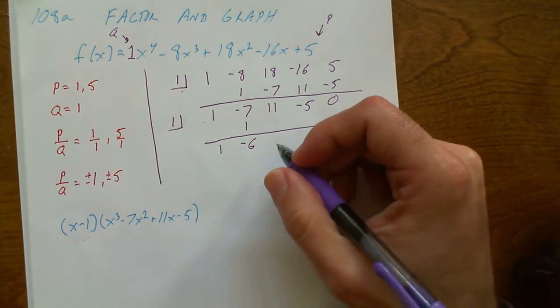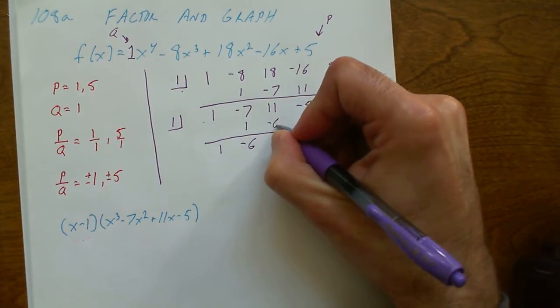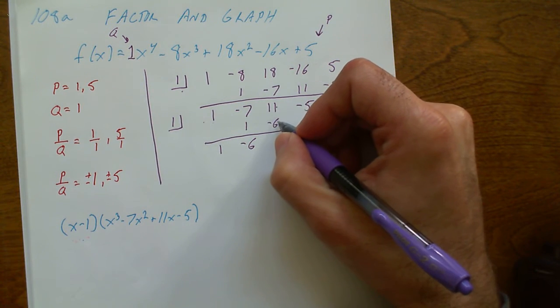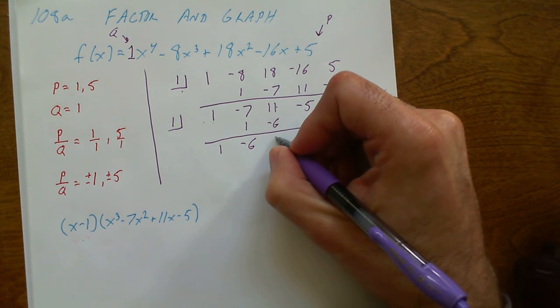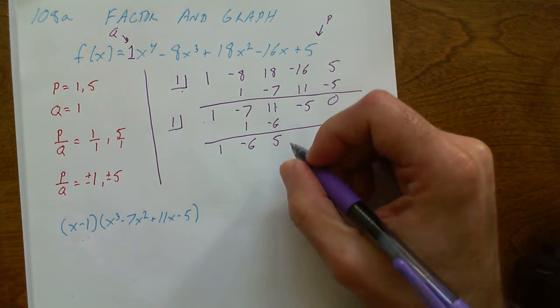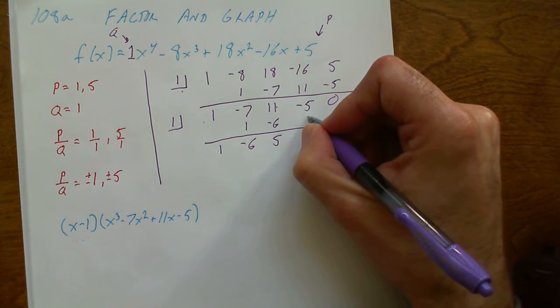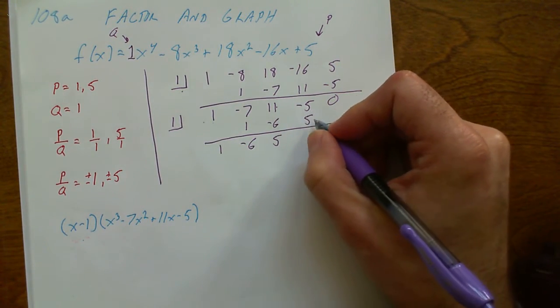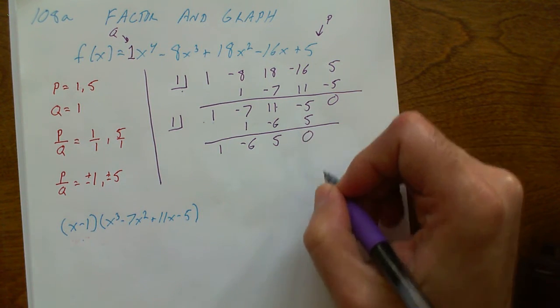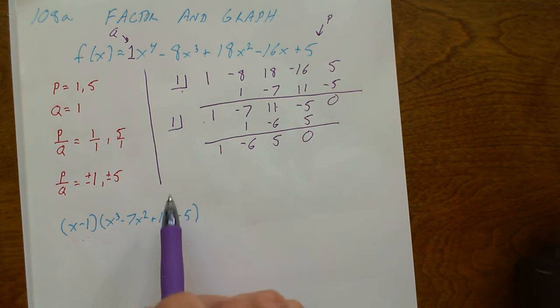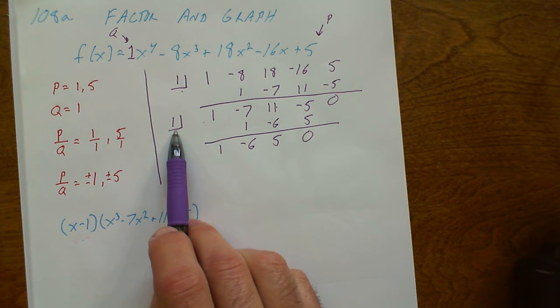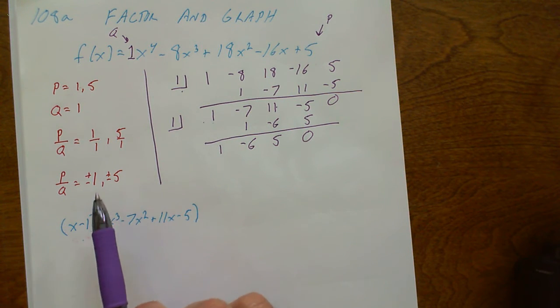1 times negative 6 is negative 6. 11 minus 6 is 5. And 1 times 5 is 5. Negative 5 plus 5 is, look at that, we got another 0. So guess what? 1 is factored twice. We can call that a double factor.